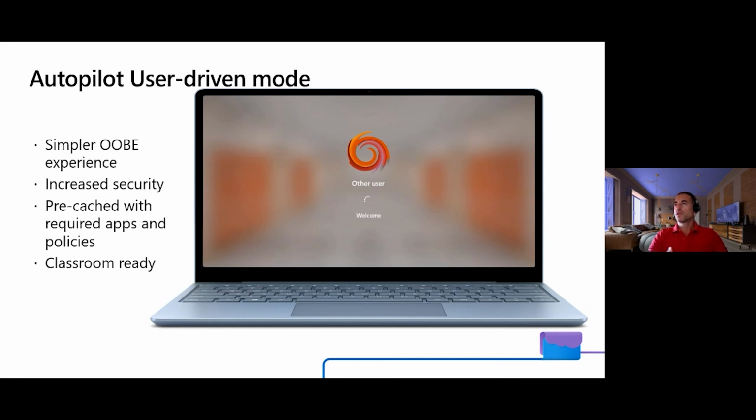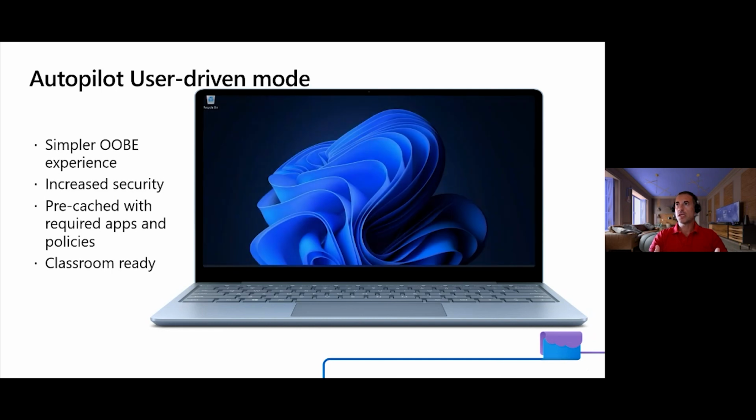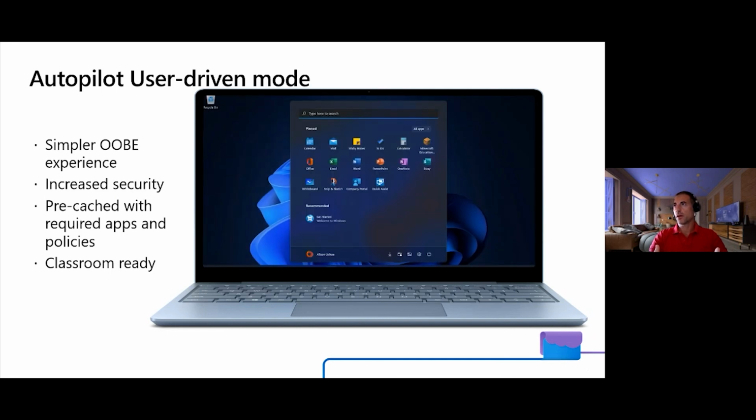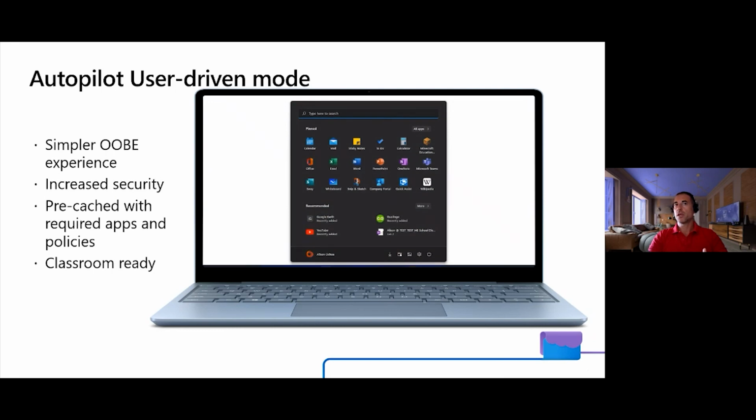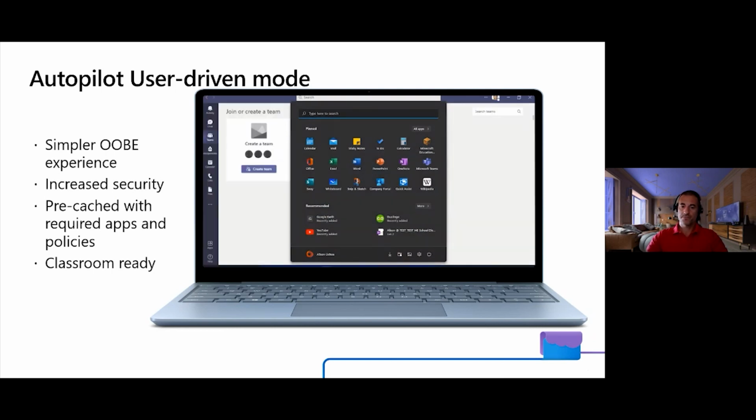The user signs in when the Autopilot process completes. And as you can see, the device is ready for use with all the apps being installed or eventually coming down, depending on how you configure the enrollment status page. Applications start, like Microsoft Teams. And the device is ready for productive use.